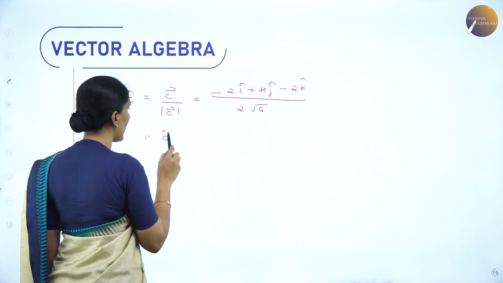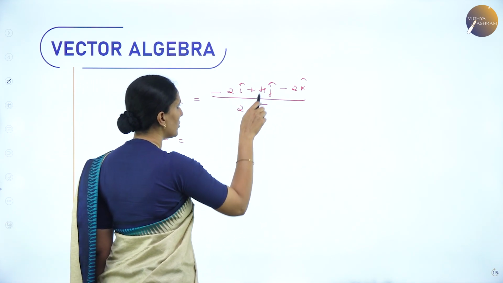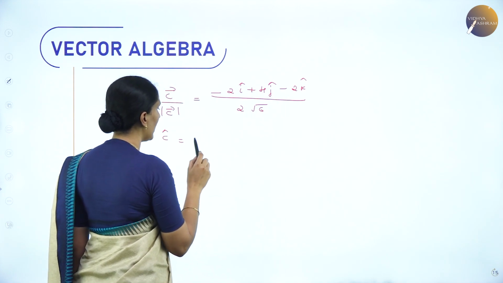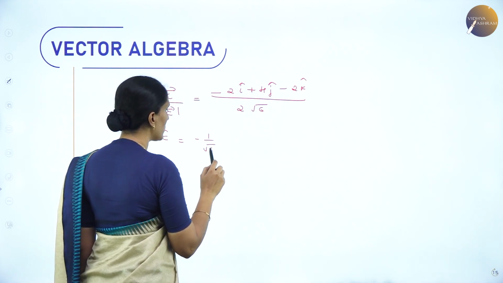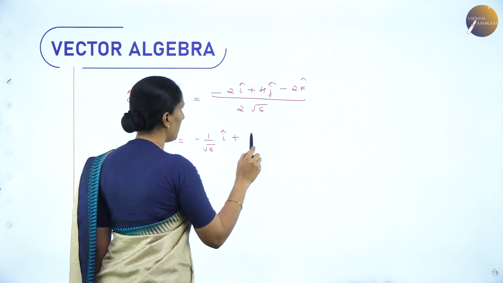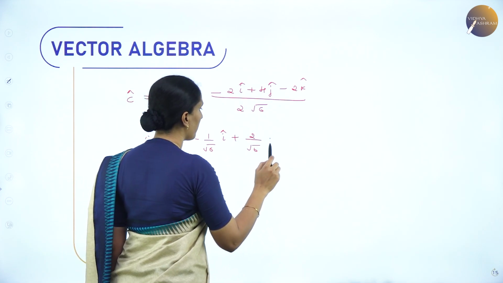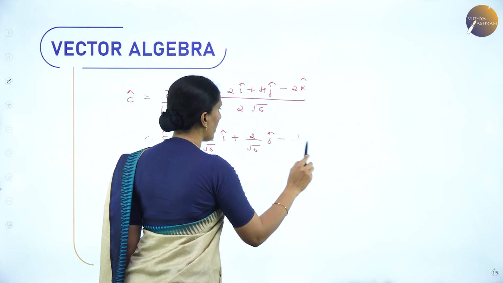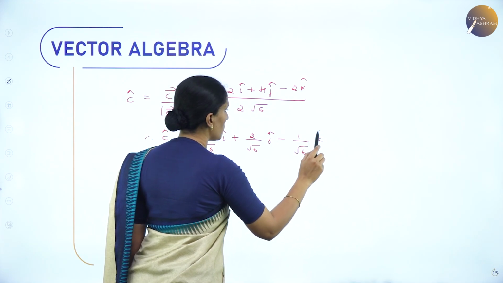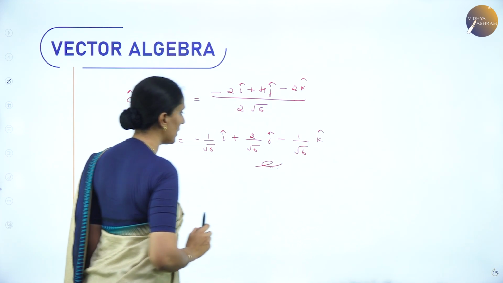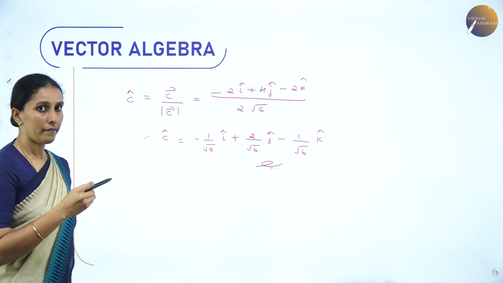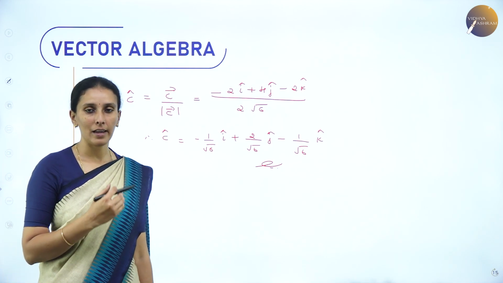So therefore c cap, when you divide each term by 2 root 6, I will get minus 1 by root 6 i plus 2 by root 6 j minus 1 by root 6 k. So this is the unit vector perpendicular to both vector a plus b and vector a minus b.